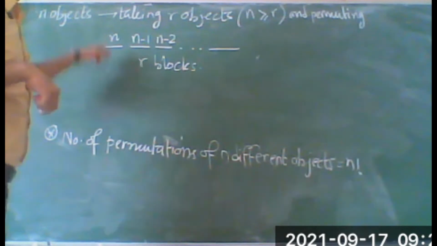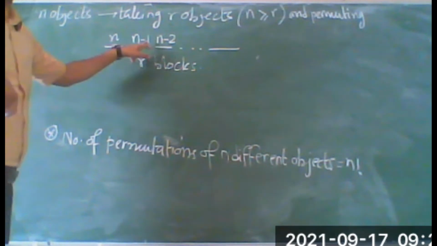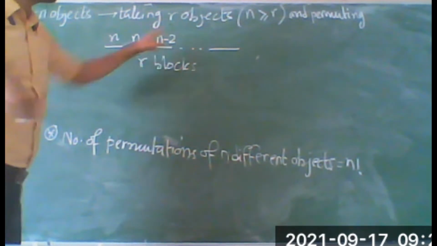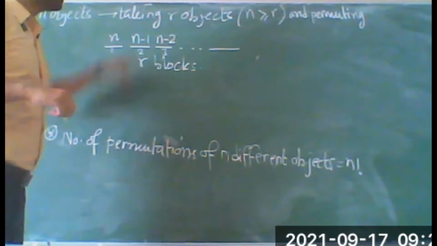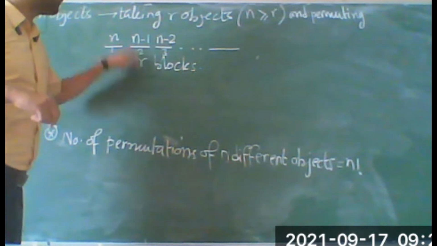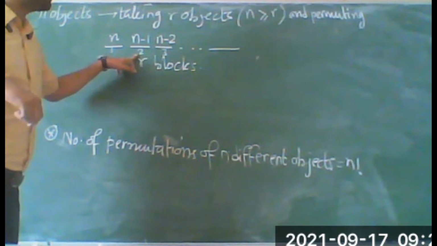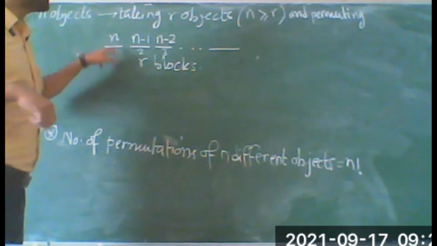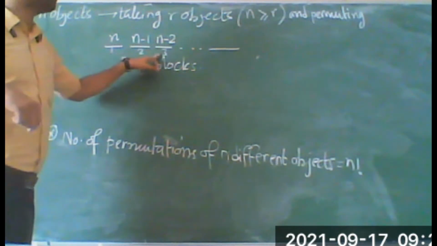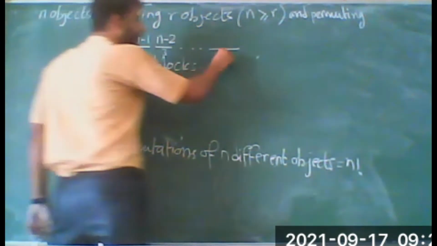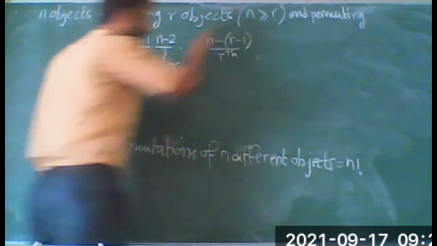No. You see, for the first block it is N. For the second block it is N minus 1. For the third block it is N minus 2. You try to associate it with the position. So the number of possibilities is one less than the position number. For the first one it is N, for the second one N minus 1, for the third one N minus 2. For the Rth one it will be N minus (R minus 1), that is, N minus R plus 1.